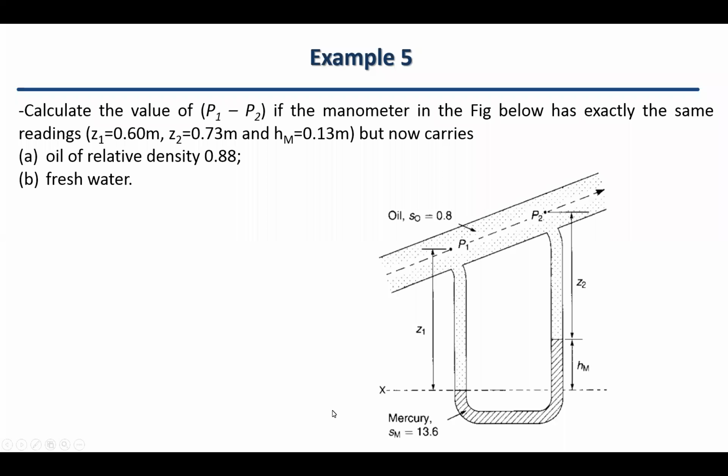Let's look at the last example for this session. We have a U-tube manometer. The question here is to calculate the difference in pressure P1 minus P2. In this case, Z1 is 0.60, Z2 is 0.73, and HM is 0.13. We have oil with a relative density of 0.88 for case A, and for case B we calculate the difference of pressure for fresh water. For case A, first of all, calculate the density of the oil.